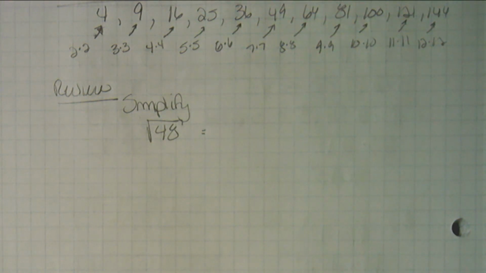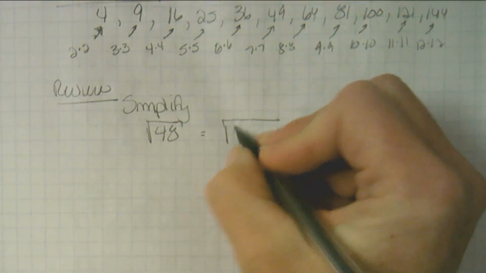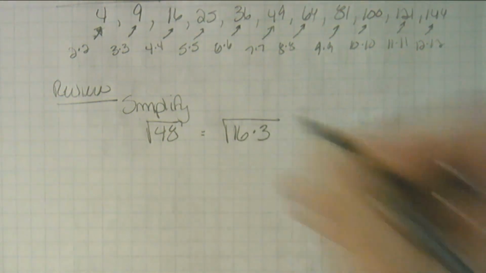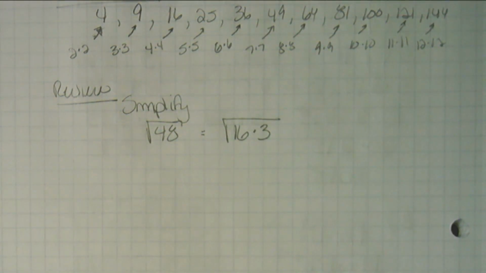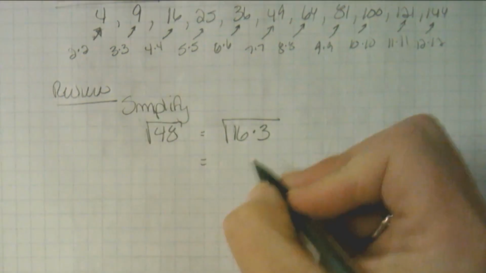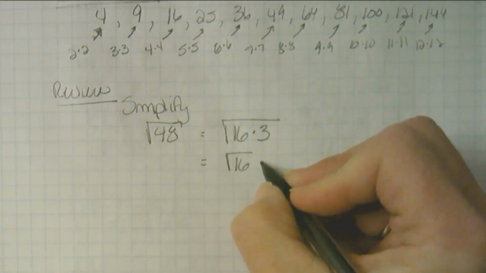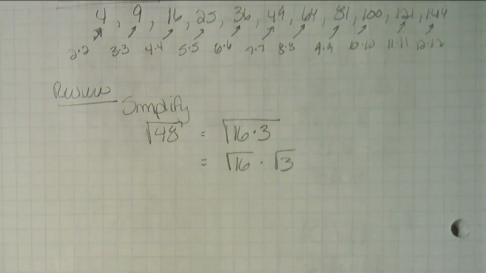Matthew? What is it? 16 times what? All right, so if we do this, we end up with square root of 16 times 3. What is the next step I tell you I want you to do? Ashton? Separate them. So this would be the square root of 16 times the square root of 3.